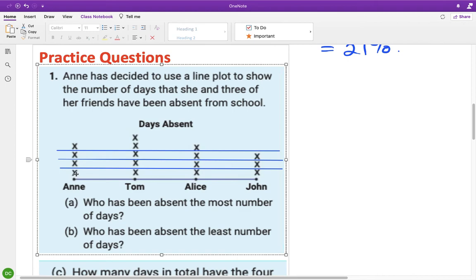Okay, so the X's are all the same size. That's going to be important when you're drawing your own line plot. And hopefully I'll have access to the ePortfolio, so I'll have a look at them later on.